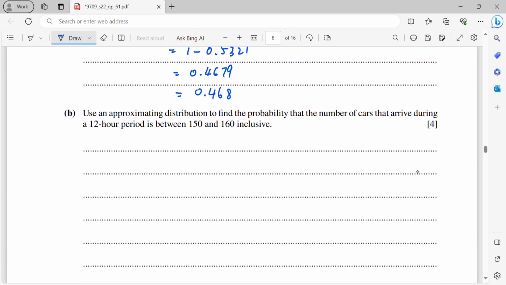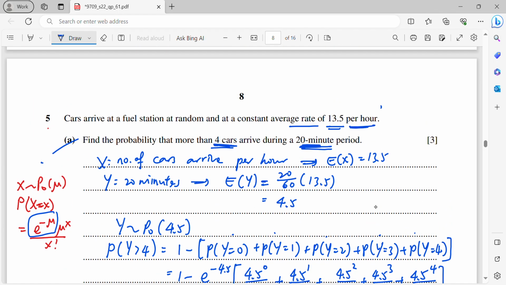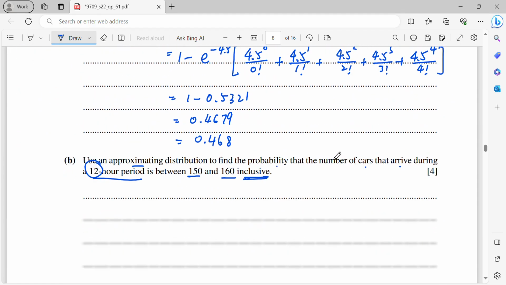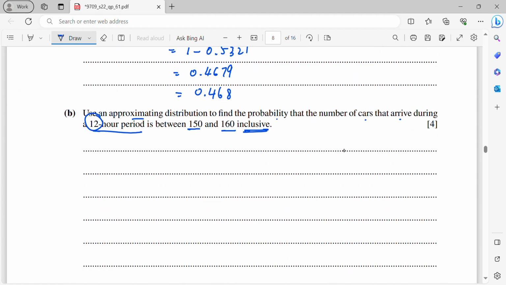Now for B, use an approximating distribution to find the probability that the number of cars that arrive during a 12-hour period is between 150 and 160 inclusive. Okay, now we need to consider 12 hours. So just now, per hour, 13.5. So if 12 hours, that means you have to times 12. Alright, so let W equal 12X. So now the mean of W is 12 times 13.5, which means now I'm getting 162.